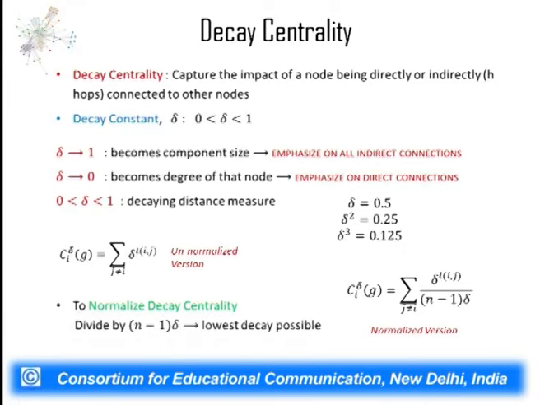Now, decay centrality. Decay centrality is capturing the impact of a node which is directly or indirectly connected. Directly connected, we understand, is only one hop. Indirectly connected can be 2, 4, or maybe even more than that. So we are interested to know that as the number of hops increases, what impact is laid on the information that it is holding, whether the value of the information is going to degrade. Yes, obviously it will be degrading, but by what factor it is getting degraded.